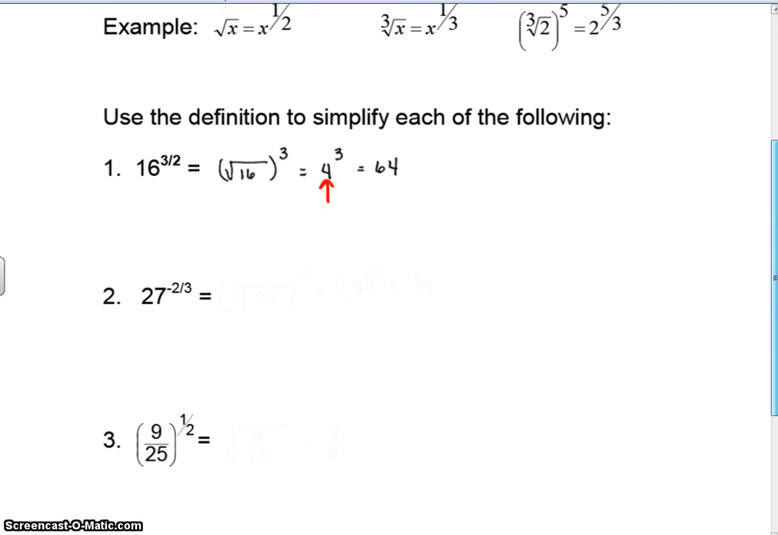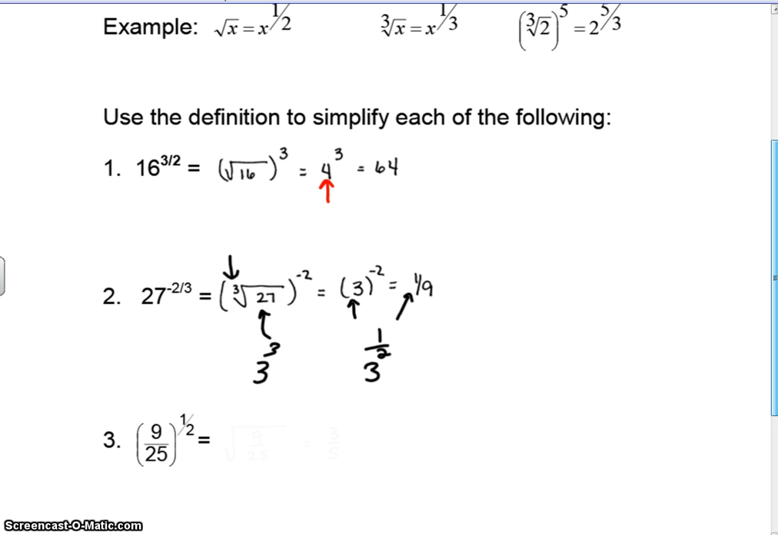Number 2, 27 to the negative 2/3 power. The denominator is a 3, so we're going to have the cube root and then a negative 2 for the power. 27 is 3 to the 3rd power, so the cube root of 27 is 3, so that's where this 3 comes from. So 3 to the negative 2 power, when you have a negative exponent, you take the reciprocal. 1 over 3 squared equals 1 over 9. So this came from 1 over 3 to the 2nd power. That's where they got 1 over 9.